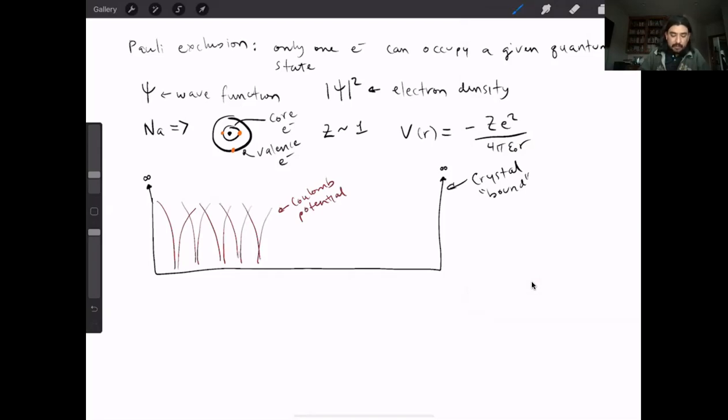What we're seeing in the free Fermi gas simplification is that this Coulomb potential is way smaller than the bound of the system. So this is basically just a tiny little perturbation of the system that does almost nothing.